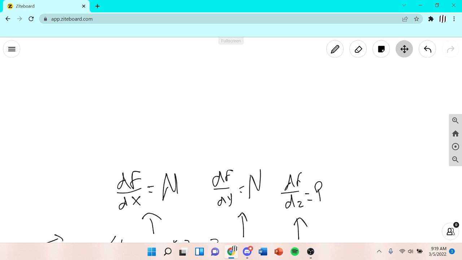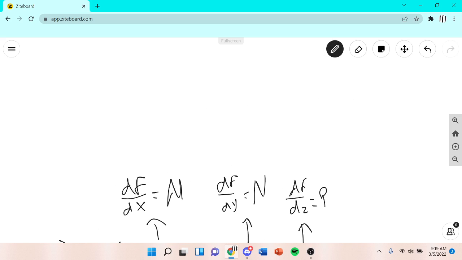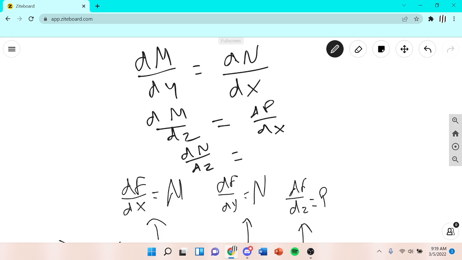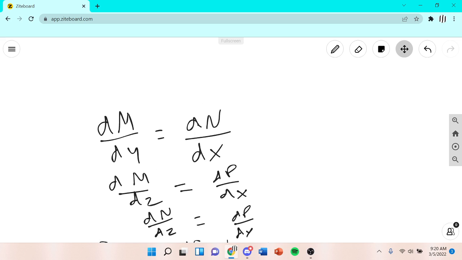To test if it is conservative, we have to check if three equations are true. We have to check if the partial derivative of m with respect to y is equal to the partial derivative of n with respect to x. The partial derivative of m with respect to z is equal to the partial derivative of p with respect to x, and the partial derivative of n with respect to z is equal to the partial derivative of p with respect to y. So we're going to check all of these.